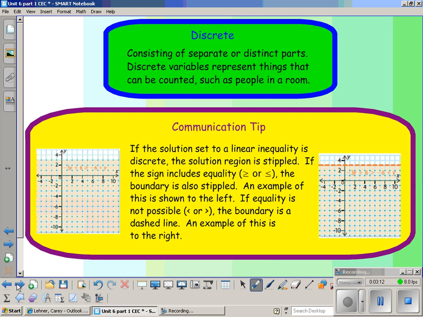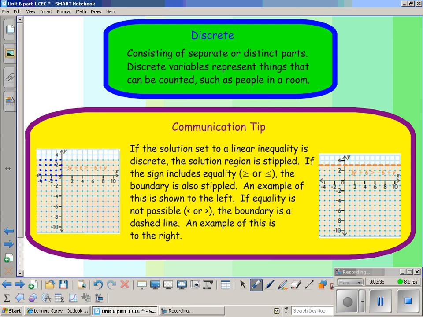Now how we graph these is a little bit different. If it's discrete data, the solution region is what we call stippled. Really, all that means is it's a bunch of dots. And it's got to be dots on whole number parts. So we stipple the region. That's what this is called.